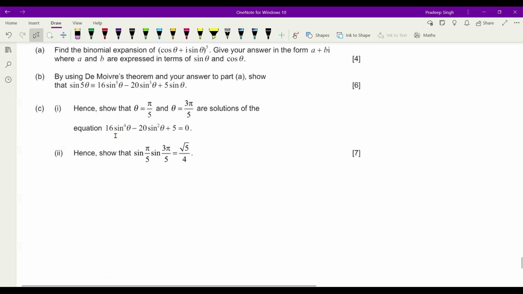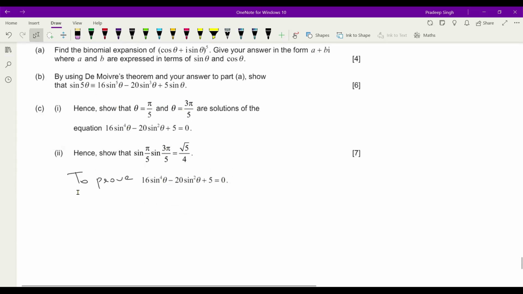and this particular expression, you will observe that if you take sine theta as common in this entire term, we will get this entire expression. So for part C, we are supposed to prove that the two values of theta which are given to us are the two solutions of this particular equation. Hence, we are supposed to prove that this entire expression of 16 sine 4 theta minus 20 sine squared theta plus 5 should be equal to 0 if you put theta as pi by 5 and 3 pi by 5.